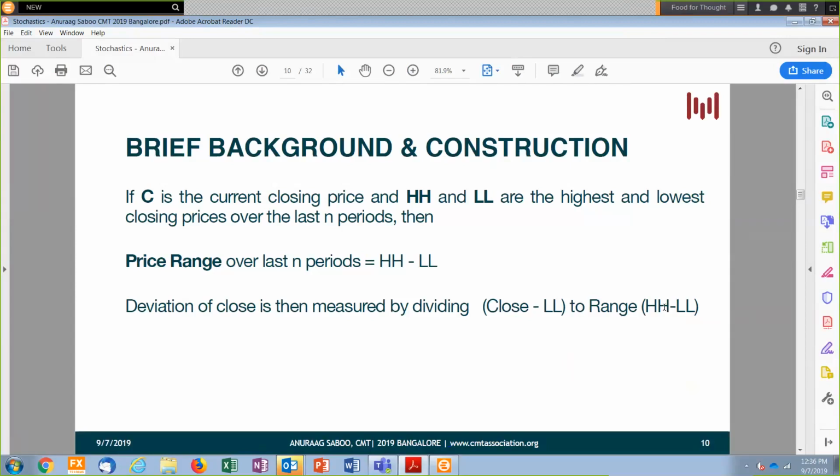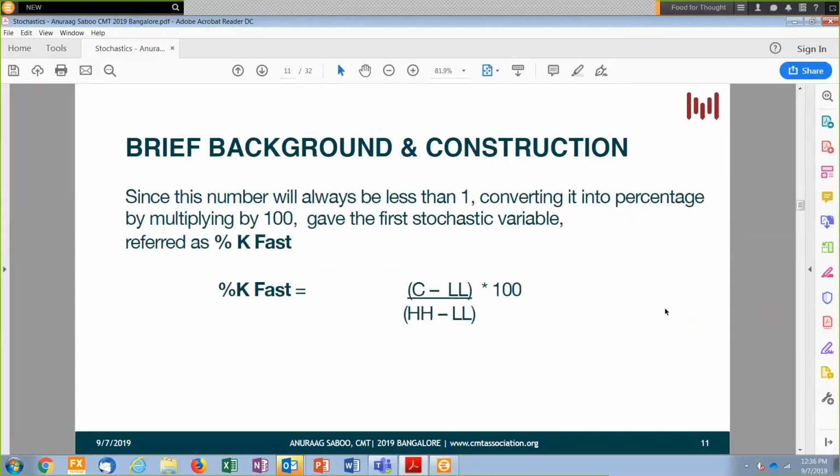So this number, as you can see, will always be less than 1, because close can never be higher than highest high. So close minus lowest low, when you divide by highest high minus lowest low, by the range, you will get a number that will always be less than 1. Since this number will always be less than 1, it can be converted into a percentage by multiplying by 100. And when you do that, he came across the first stochastic variable and he referred to it as percentage K, which later came to be referred to as percentage K fast, which we will note why it's called fast. So percentage K fast is basically equal to close minus lowest low divided by highest high minus lowest low, times 100. So once you get this variable, you have percentage K fast.